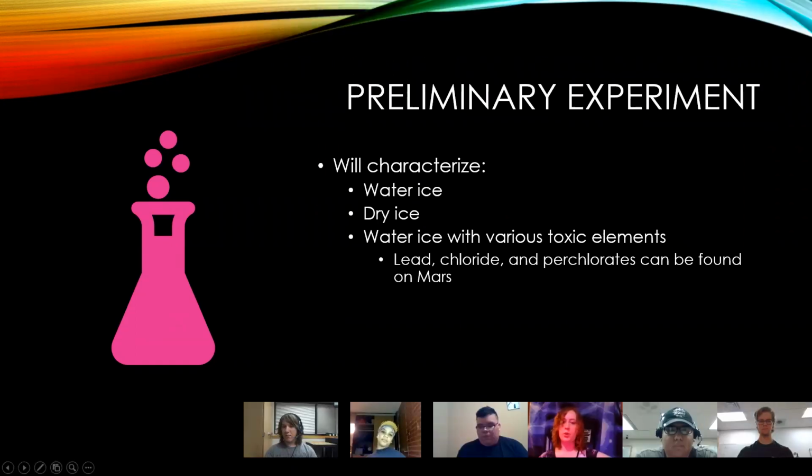And then we will also look at water ice that's had various toxic elements injected into it. And the levels for those various toxic elements that will be injected into the ice will be based off of real life scenarios. And elements were chosen because 1, they're toxic, and 2, they're actually found in the Mars environment. And then the second part of the preliminary experiment will be going to somewhere that actually has glacial ice, and then testing the APXS and the GPR instruments out in real time to make sure that they work here on Earth. So if they don't work here on Earth, they're not going to work on Mars.